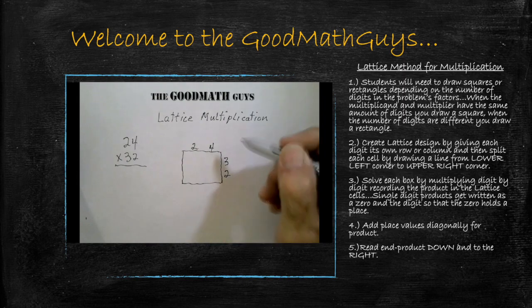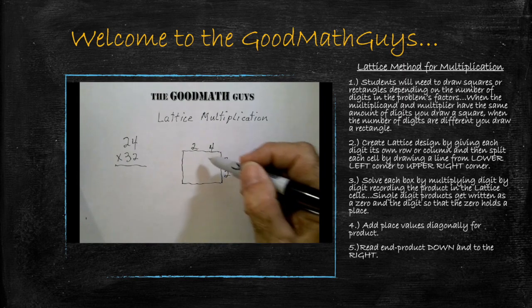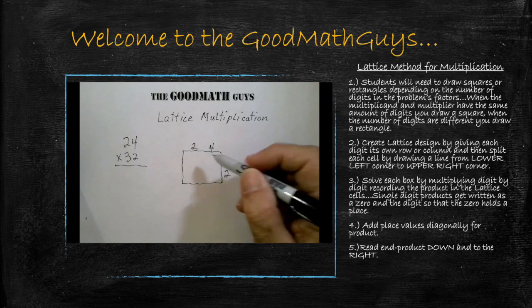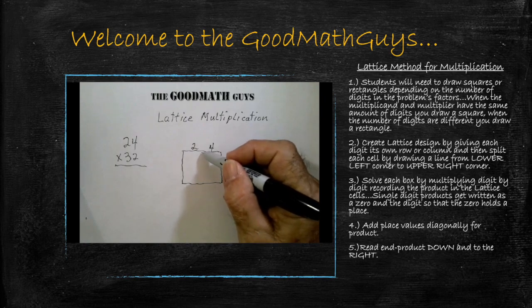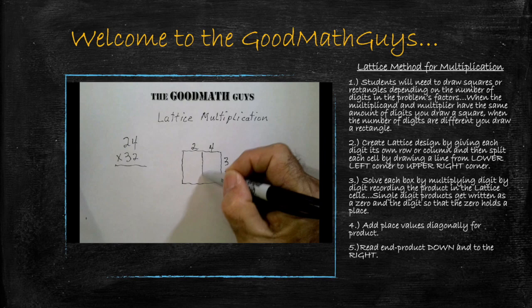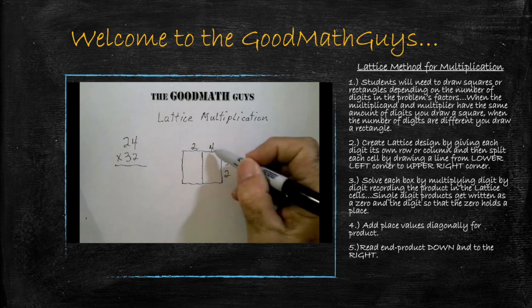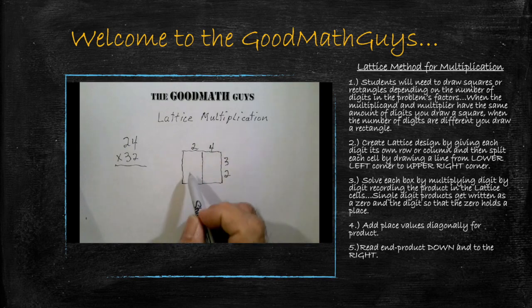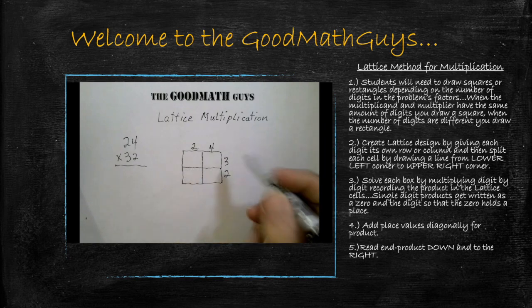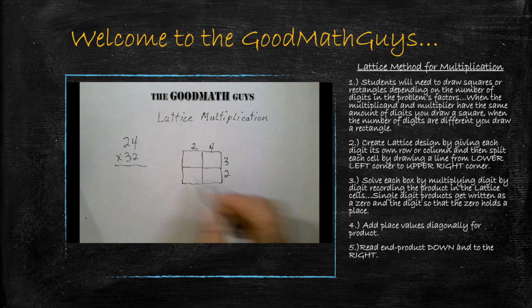What we're going to do is complete this lattice design. We do that by creating a vertical line between the 2 and the 4, giving each its own column, and a horizontal line between the 3 and the 2, giving each of those digits its own row. So we've created 4 smaller squares within our original square.